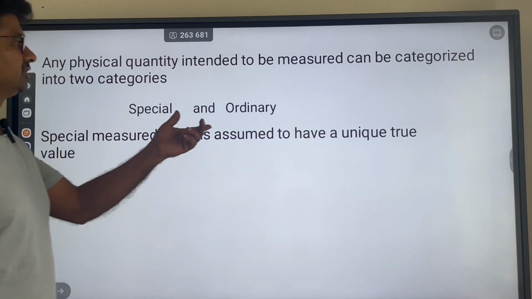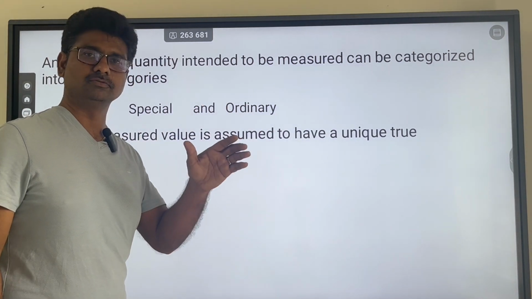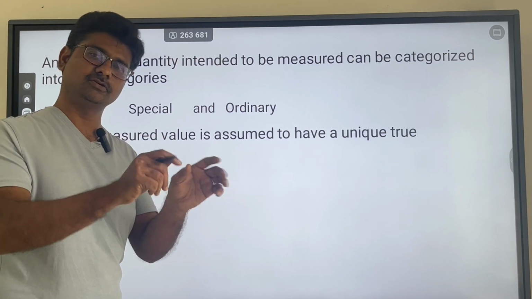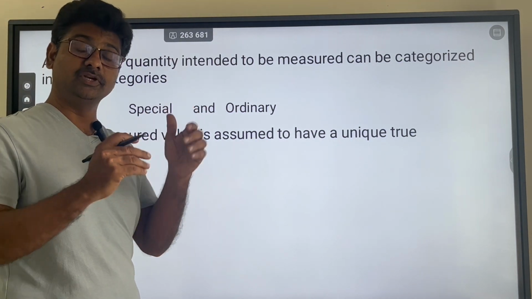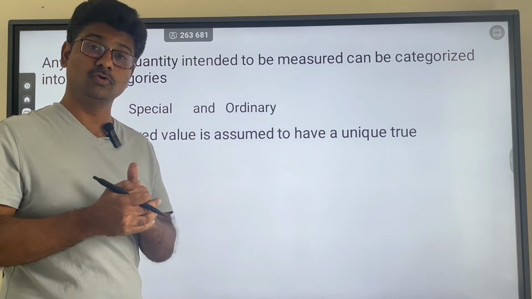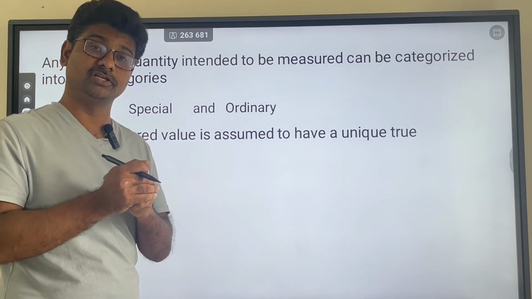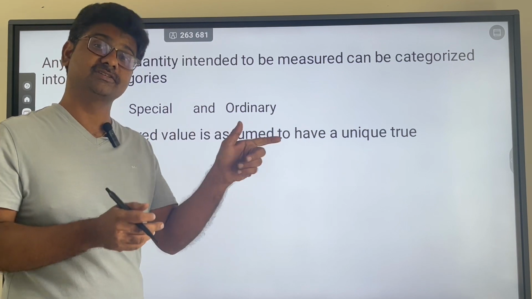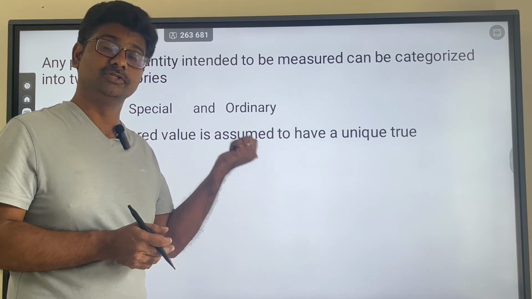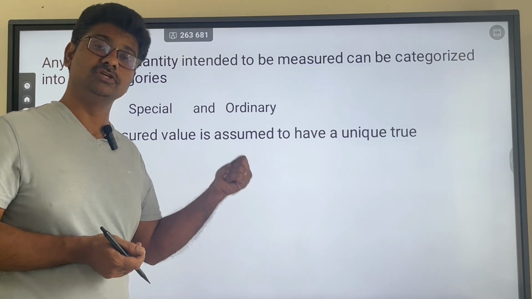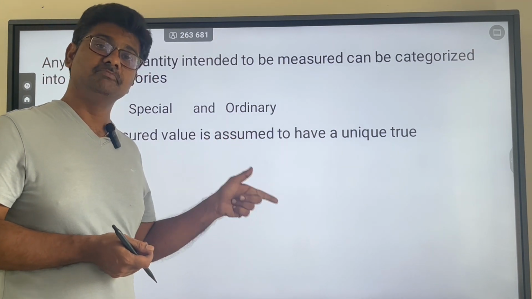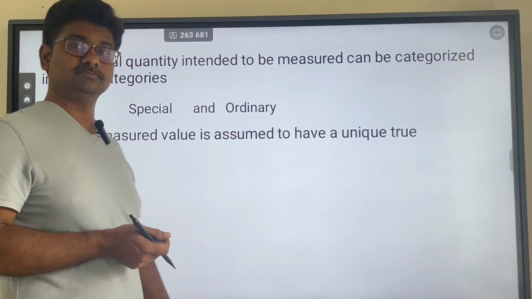So, special and ordinary. Ordinary means the measured values you have. You have a specimen, you just measure it, you get a reading, that is the ordinary value. Special is the case where you take extra care and have more iterations, the number of times you measure it, to get a particular value. That is the special value. That special value is the true value, and the true value is used to judge the measuring instrument's accuracy.